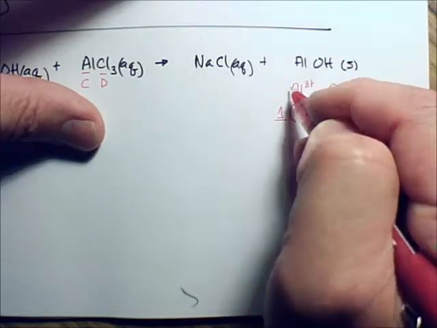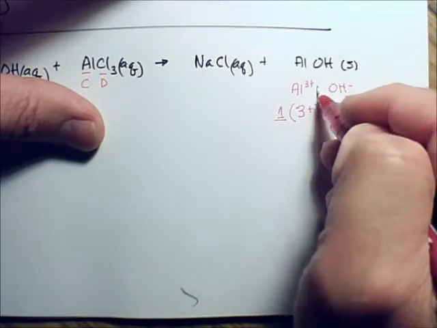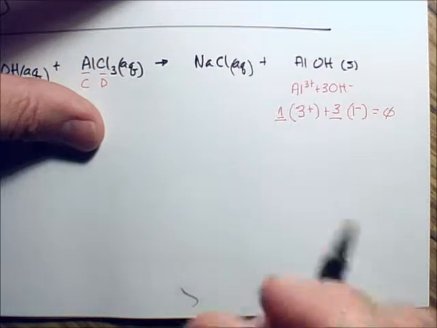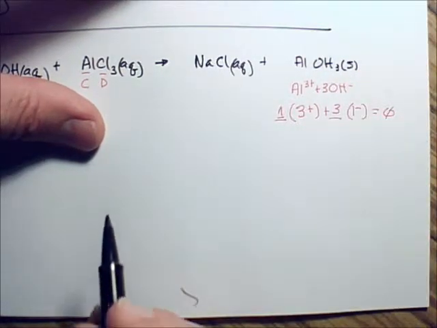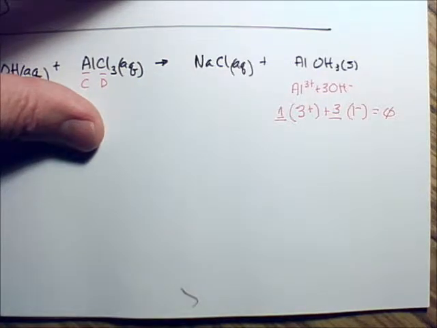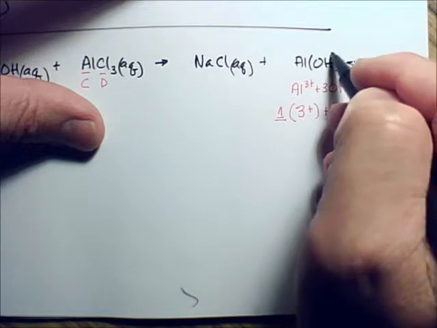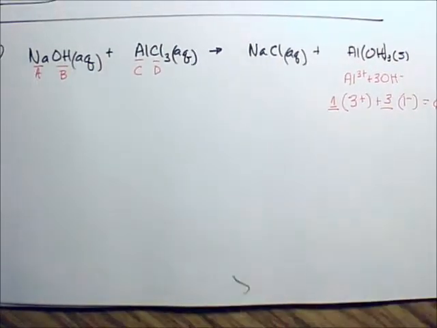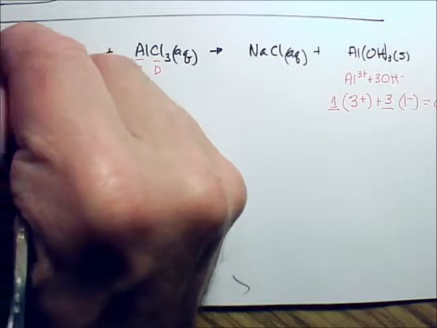So we know we're going to need one of these, and we don't have to write coefficients of 1. We're going to have 3 of these. So then what we need are 3 hydroxides. And to show 3 hydroxides, if I just do that, that looks like I have 3 hydrogens. I want 3 hydroxides. So I put parentheses around the whole thing to show I have 3 hydroxides. So this is a double replacement reaction.